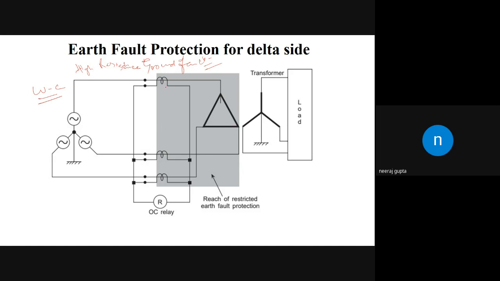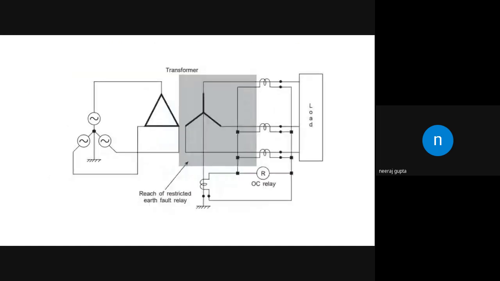In this case, what we have to do is use three CTs and connect the CTs together. If there is some imbalance in that, then definitely the overcurrent relay will operate. This is on the delta side, and this is on the star side. On the star side, we have to take care of the neutral also. So this is the high resistance ground fault protection on the star side.